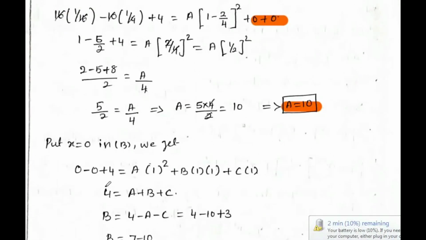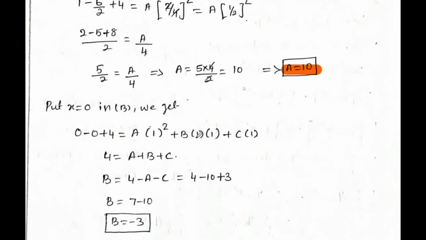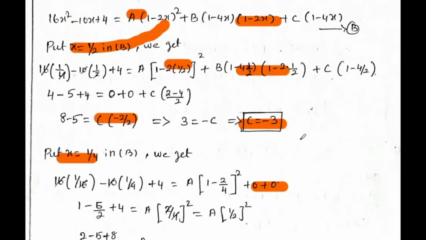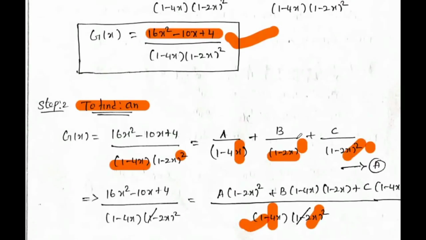We get the left hand side as what? 0 minus 0 plus 4 equal to a into 1 square plus b into 1 into 1, plus c. So we know what the a value and c value are. Using the a value and c value, we are going to find the b value. Substituting the a value and c value here, we get b equal to minus 3. So we know the a value, b value, c value. Substitute them in this equation, and we get the nth term.